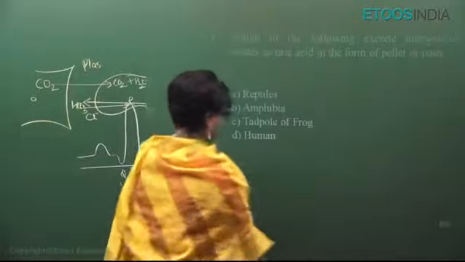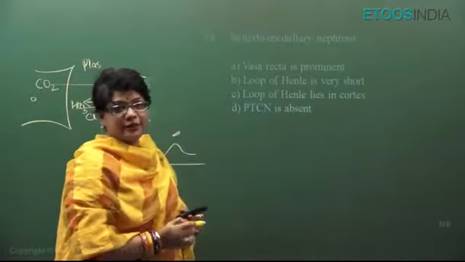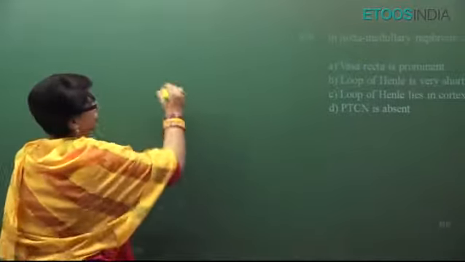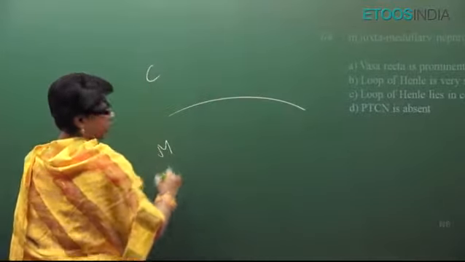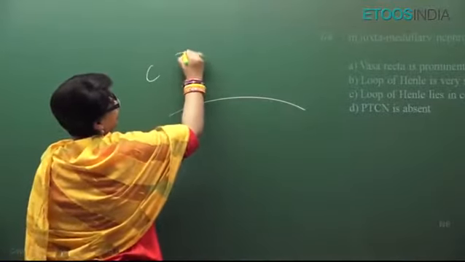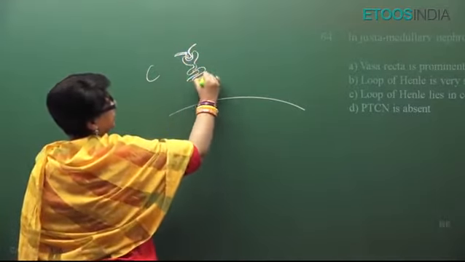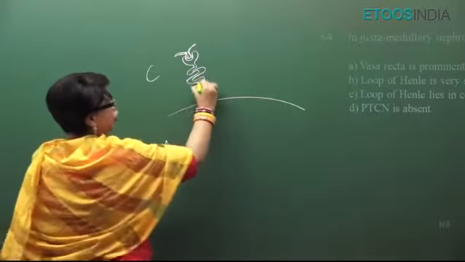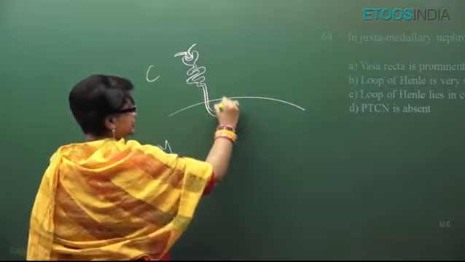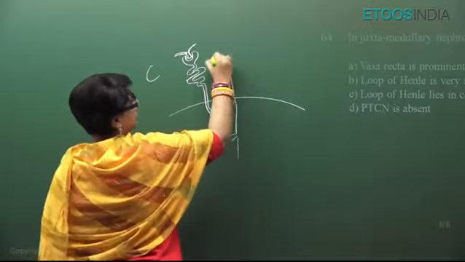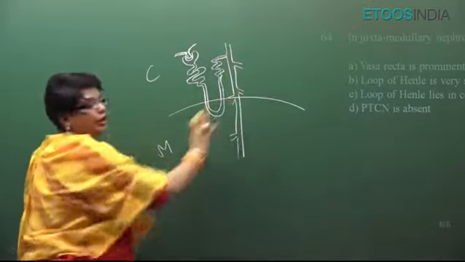Let's see the next question now. In juxtamedullary nephron, what happens? Now we know there are two types of nephrons, cortical and juxtamedullary. Let's quickly see them. Suppose this is cortex part, this is medulla part. In cortical nephron, the glomerulus, this tuft of capillary, the Bowman capsule, the PCT is in the cortex part. Loop of Henle is mainly in the cortex part, a little is in the medulla part, and DCT is also in the cortex part. And then this will be the collecting duct, receiving many DCT. This is a cortical nephron.